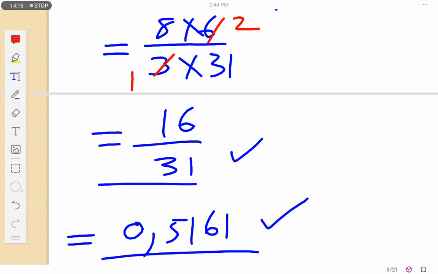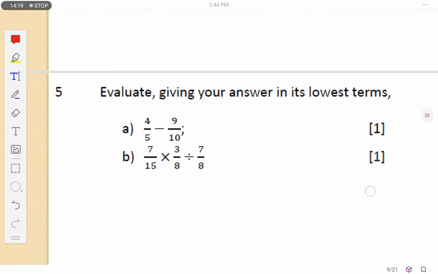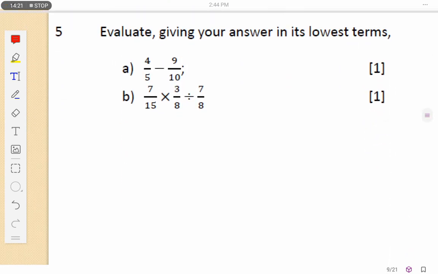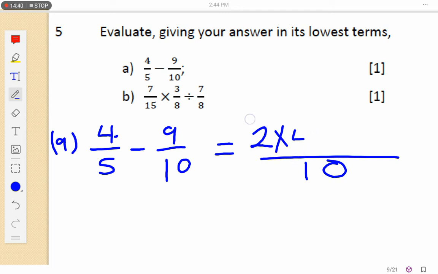Let's go on to question number 5. This one is asking us to evaluate giving our answers in the lowest terms. For the first question, 4 over 5 minus 9 over 10. Our common denominator there is 10. So I'll have 5 into 10 is 2 times 4, then minus 10 into 10, 1, so I have 1 times 9 there.